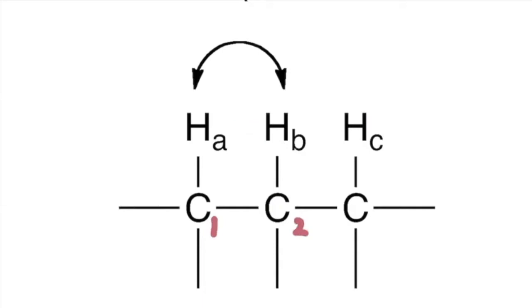Okay. So are hydrogen A and hydrogen C neighbors? They are not, because there is a carbon in between. So from now on, if we are going to talk about neighbors, then it's the relationship between HA and HB.